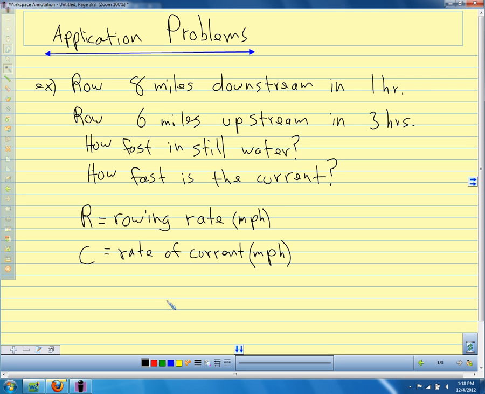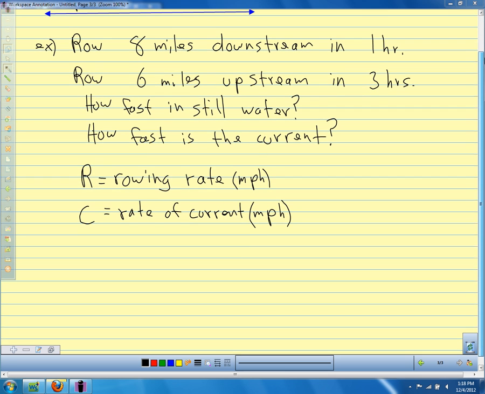So the way I would set this one up is we know we have a formula that we've used a lot over the years. How are distance, rate, and time related? Distance equals rate times time. So we're going to use this formula: distance equals rate times time. Let's set up a little chart for this problem. Downstream.